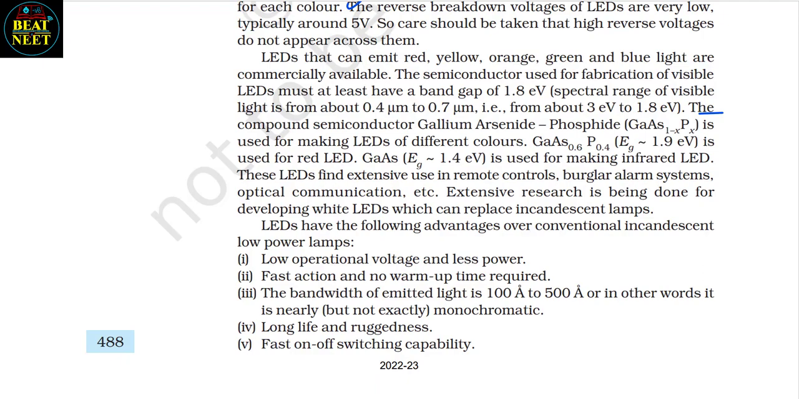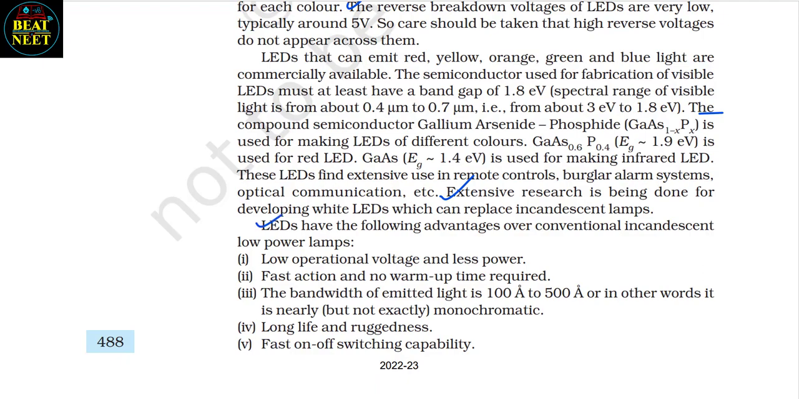GaAs0.6P0.4, whose Eg is approximately 1.9 electron volt, is used for red LED, and GaAs, whose Eg is approximately 1.4 electron volt, is used for making infrared LED. These LEDs find extensive use in remote control, burglar alarm systems, optical communication, etc. Extensive research is being done for developing white LEDs which can replace incandescent lamps.